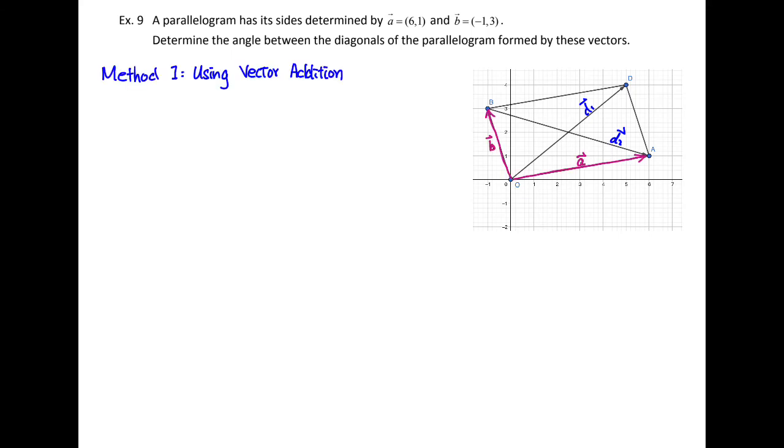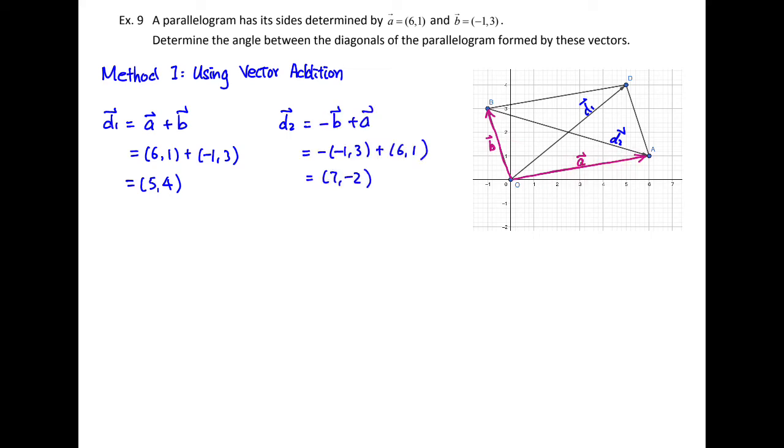We're going to use vector addition to find those two diagonal vectors. So diagonal 1 is going to be vector A plus vector B, which is going to be 5, 4. And diagonal 2 is going to be negative B plus vector A, which is going to be 7 and negative 2. Let's look at the diagram again.